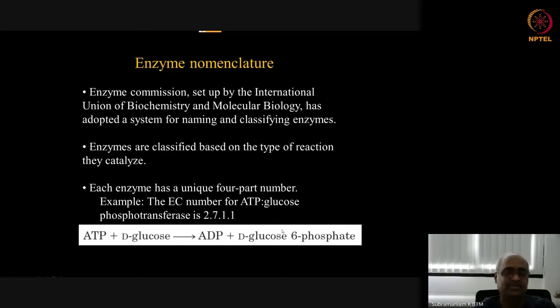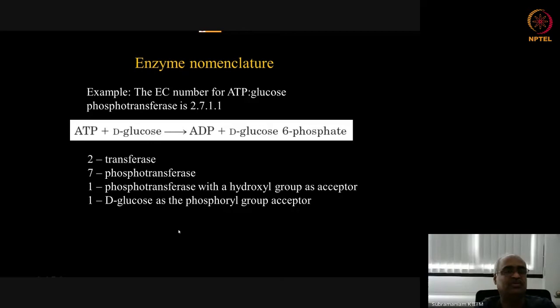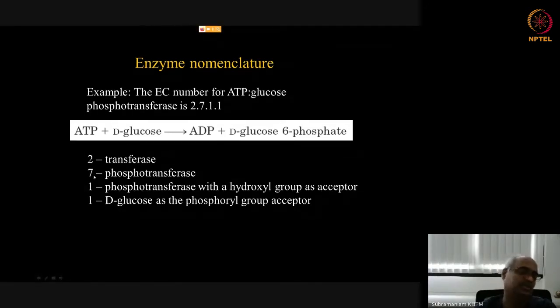Okay. So now let us look at how it got these numbers. Number 2 is transferase. I told you there are 6 major groups. In that, the second group is all transferases. Since this is a transfer reaction, it is a transferase, so it is number 2. Now, what kind of group is transferred among the transferases? The 7th subgroup of transferases are all transferring phosphate groups, and this is transferring a phosphate group, therefore it is 2.7.